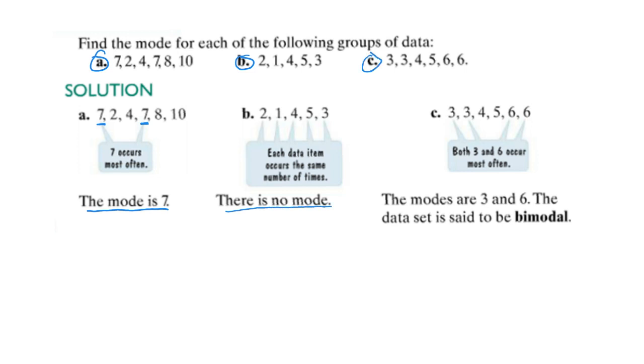For the third option, you have 3, 3, 4, 5, 6, 6. So we have repeated 3s, a frequency of 2, and repeated 6s. So the modes are 3 and 6. They both are considered modes. And in this case here, since we have two modes listed, it's considered bimodal.